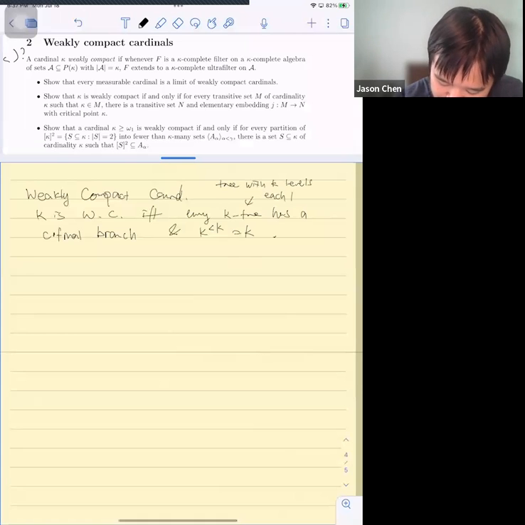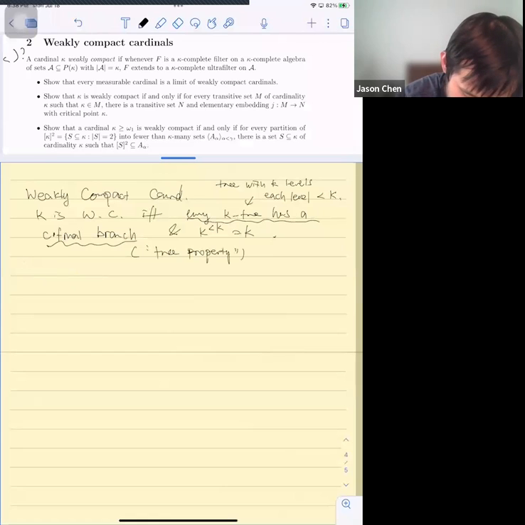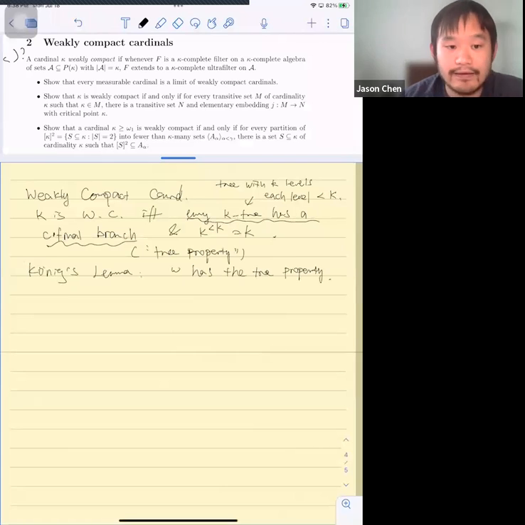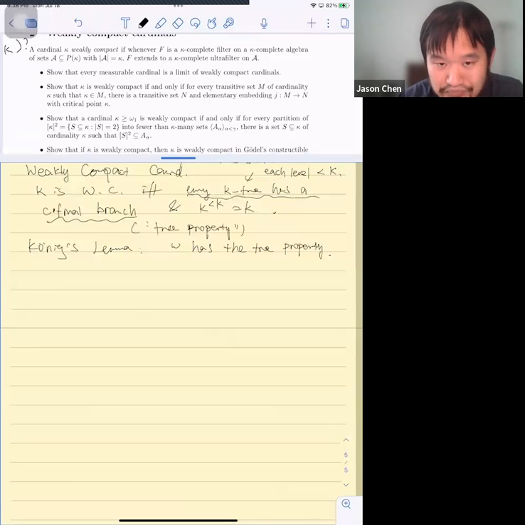Each level has size less than kappa. So it's like in Koenig's lemma. This clause is known as the tree property. Koenig's lemma says omega has the tree property. I feel like this is an easier definition to work with, but I'll go back and forth.